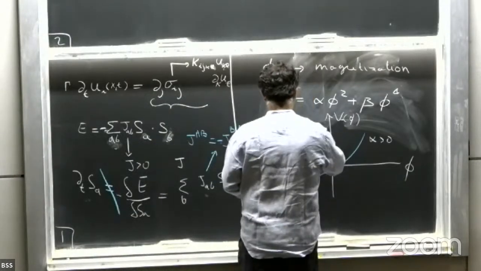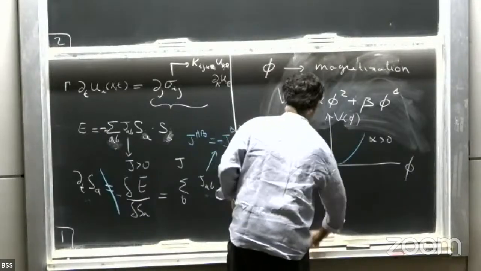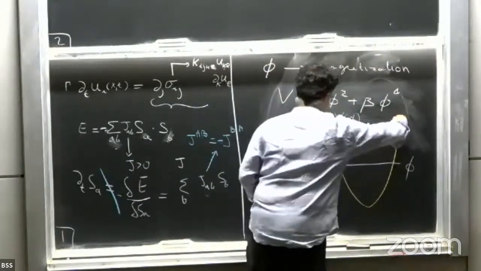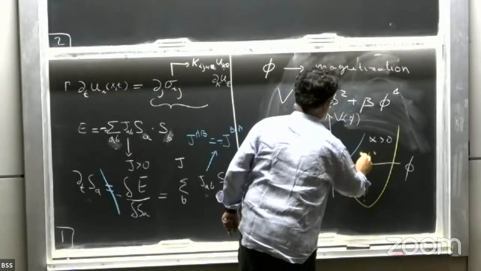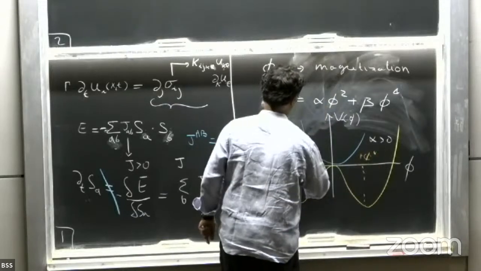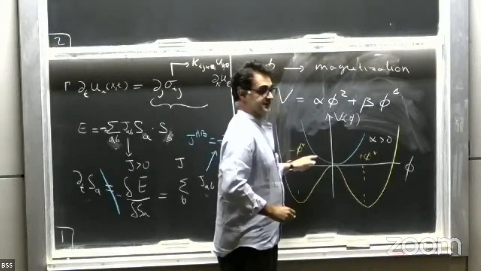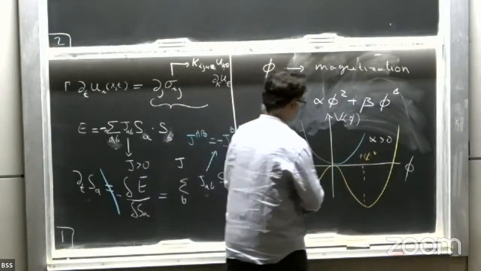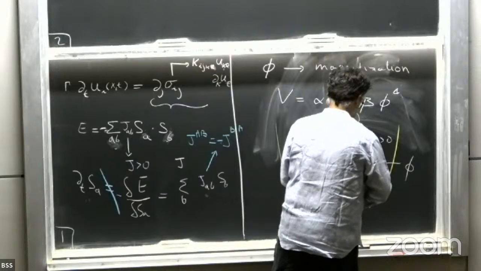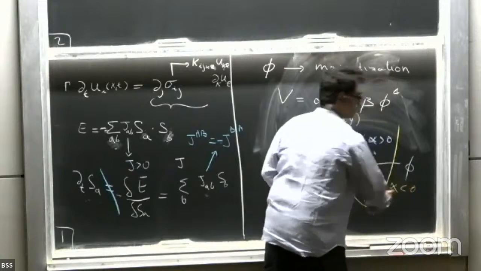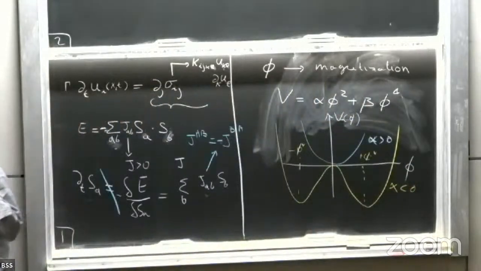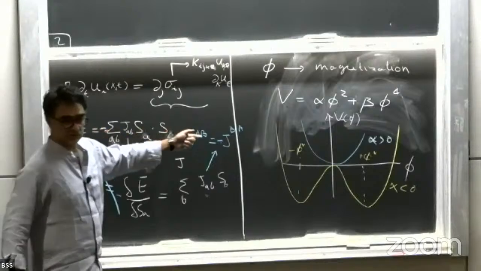Or a situation where there are two minima at two positions of plus phi star or minus phi star. These are the two ordered phases with positive and negative magnetization. And the second case corresponds to alpha less than 0. Right? So in this whole picture, the phase transition happens at alpha equals 0. And the signature of the phase transition is a change in the morphology of a potential.